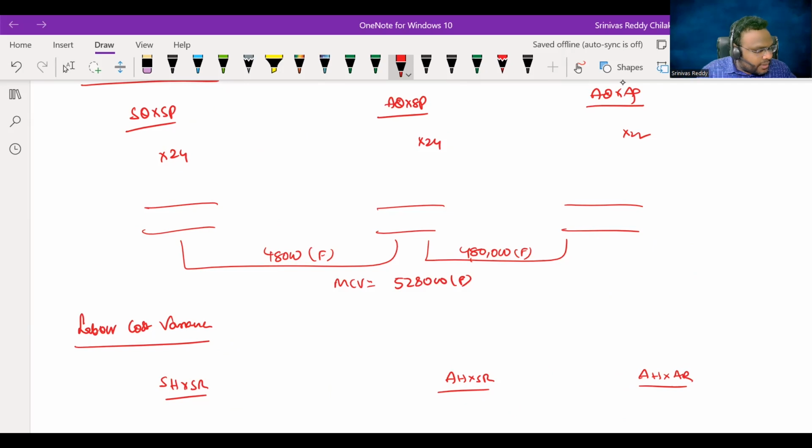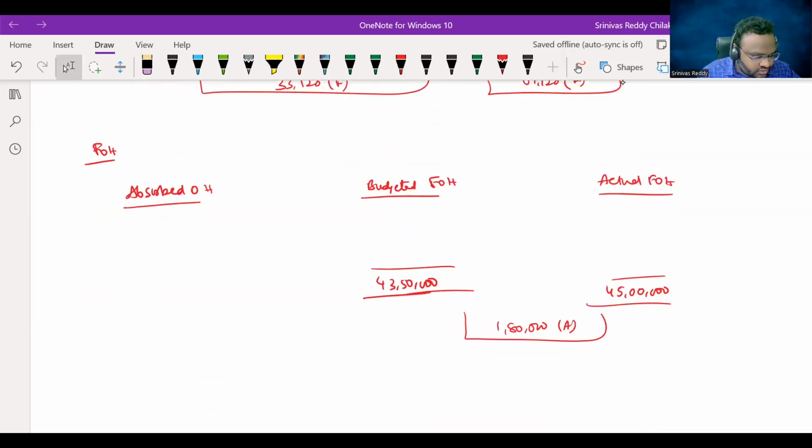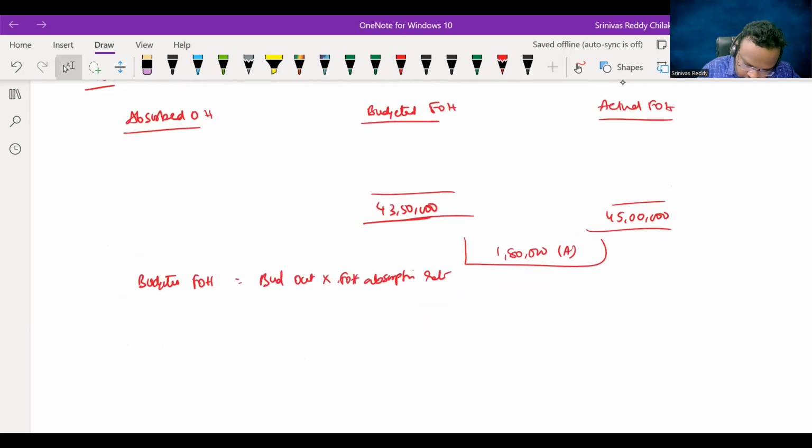Keep materials here. Budget output in units. Now, budgeted output, see here, how much is the expenditure variance? 1,80,000. How will you get budget fixed overhead? Budget output into standard fixed overhead absorption rate, FOH absorption rate. What is the budget fixed overhead? 45 lakhs minus 1 lakh 80,000, 43 lakh 20,000, sorry.